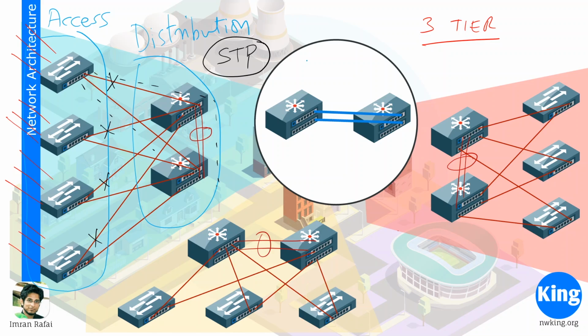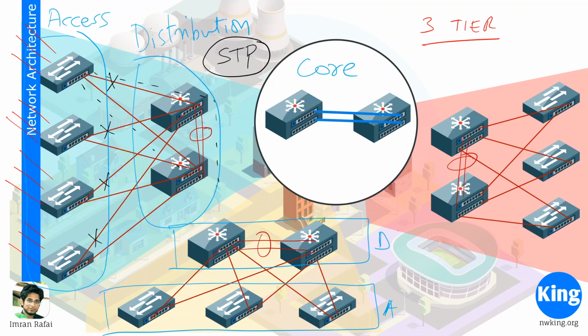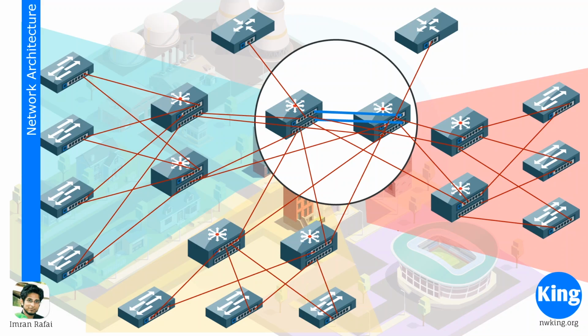Now the next layer is called the core layer, right? The distribution layer will be connected to the core layer. Each of the buildings has similar things. So you have this as the access layer, and this is the distribution layer. Similarly, this is the distribution layer, and this is the access layer, right? Once the distribution layers, again, these are Ether channels.